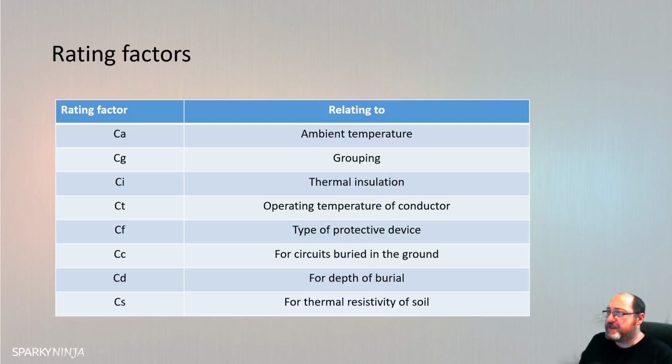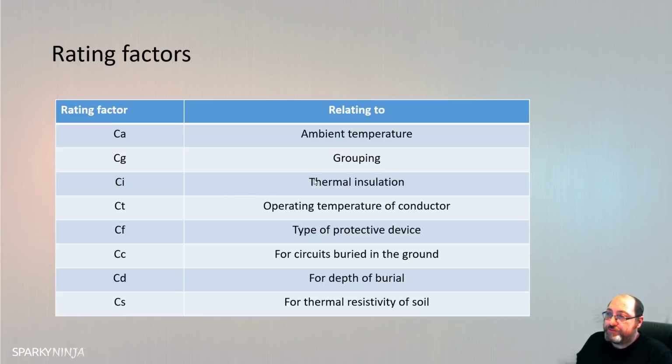So a couple of things we need to consider. We need to consider ambient air temperature. The cable's current carrying capacities in Appendix 4 are given at 30 degrees as the ambient. If a cable can carry 27 amps at 30 degrees ambient, and we then installed it at a constant temperature of 35 degrees, it's obviously going to be a little bit less, because it's a little bit warmer. Similarly with grouping, we've got to consider if the cable's going to be grouped with others.